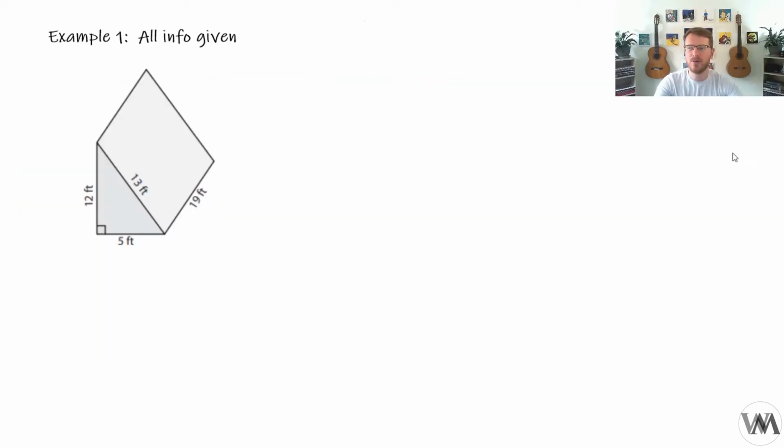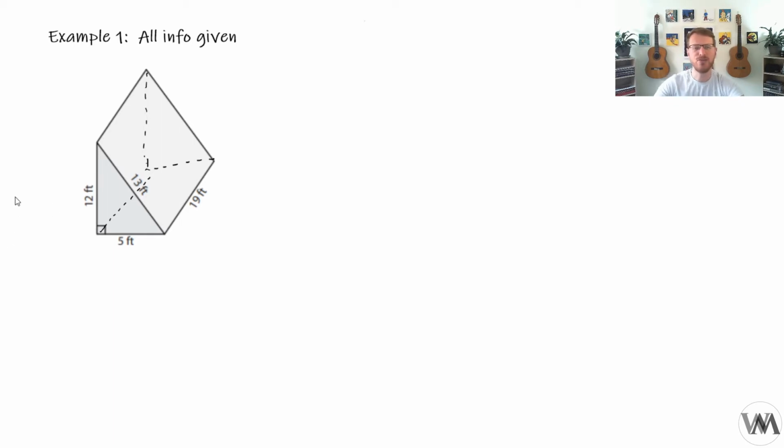In our first example, all the information is given. It is to calculate the surface area of this triangular prism. We have the 12 feet, the 5 feet, and the hypotenuse that is 13 feet, as well as the height of this prism, which is 19 feet. We are first just going to quickly fill in all the gaps in this shape. I'm going to extend all my lines so that I just complete this shape.